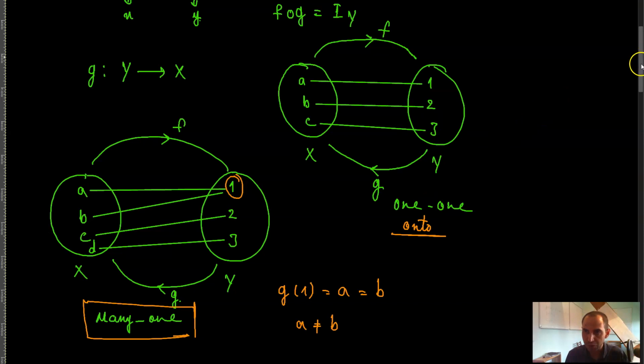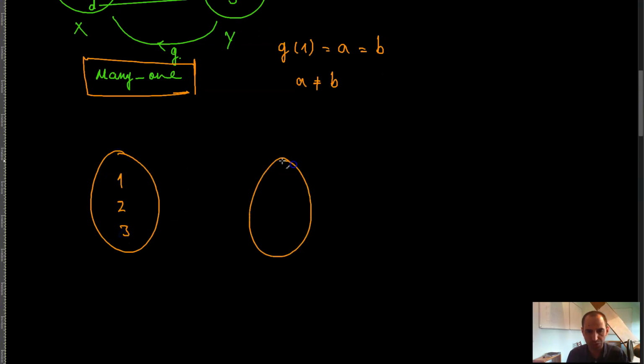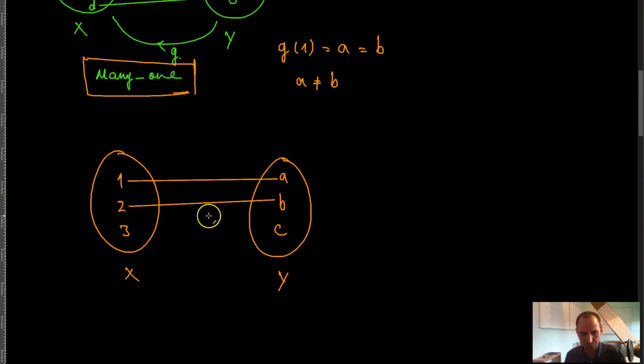On the other hand, you can have a function which is not onto, meaning that for example you could have 1, 2, and 3 here, calling this set X and set Y, and you have a, b, and c here, and let's say that 1 is mapped to a, 2 is mapped to b, and 3 is mapped to b, for example. This is a function, of course there is no problem with it. f basically is a function.